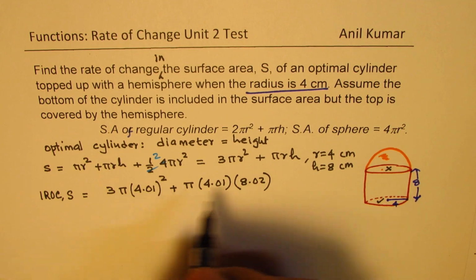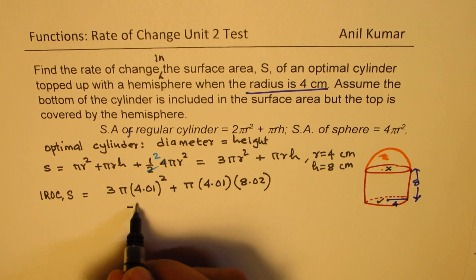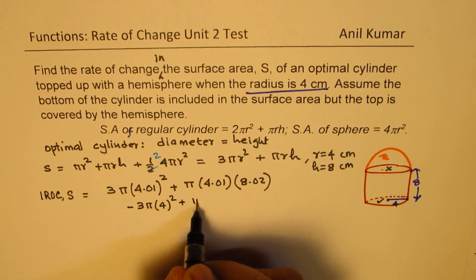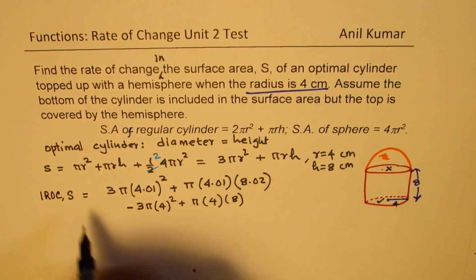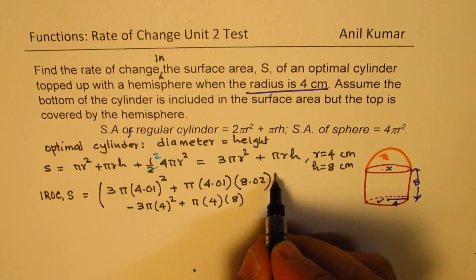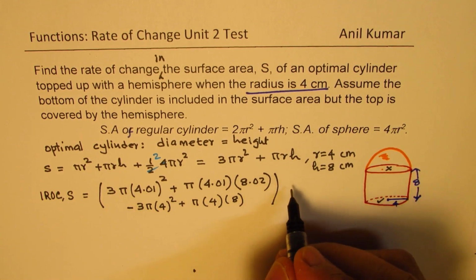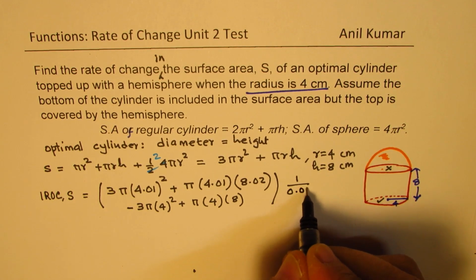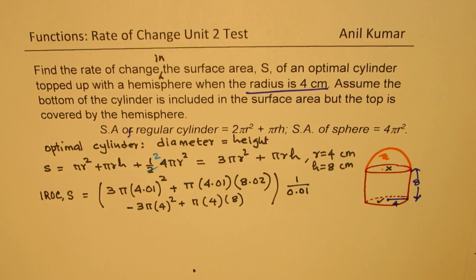And from this, we'll take away minus 3 pi 4 square plus pi times 4 times 8. Is that clear? Divided by, we have taken 0.01, so 1 over 0.01, the difference between these two. Is that clear to you? Correct? So that is how we are going to calculate it.